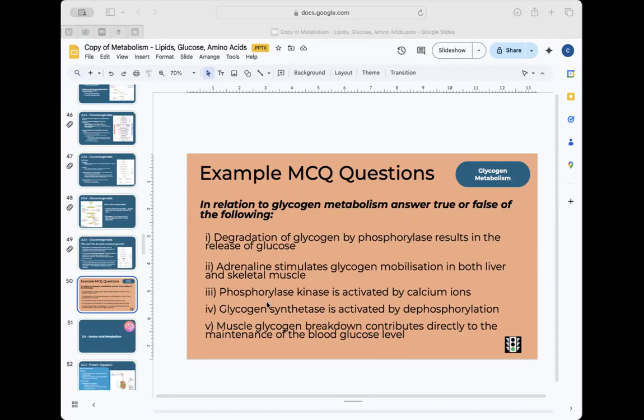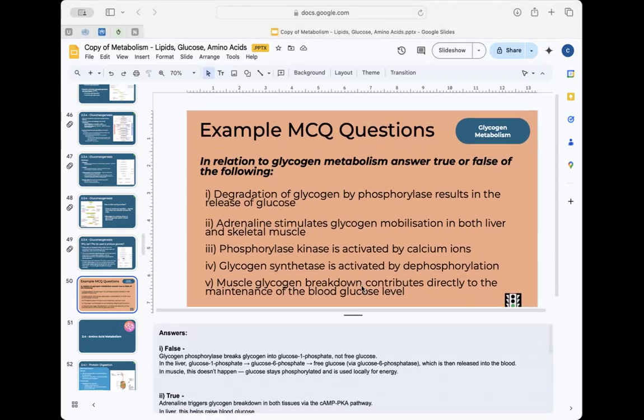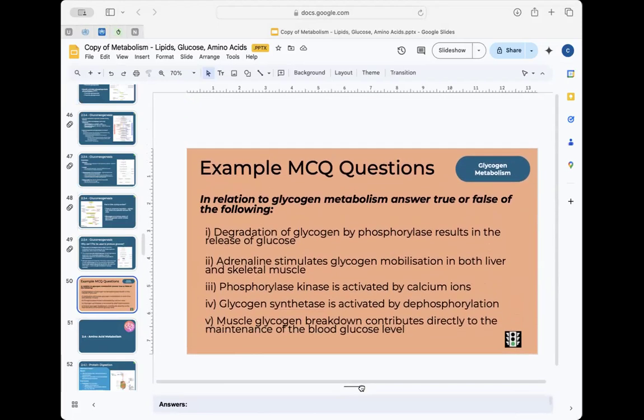Cool. So, next one: adrenaline stimulates glycogen mobilization in both liver and skeletal muscle. True or false? Anyone fancy? Okay, here's what we'll do because there's only 9 minutes left. We'll just run through them, and I will let you know that the answers are in the speaker notes. If in doubt, answers are in the speaker notes.